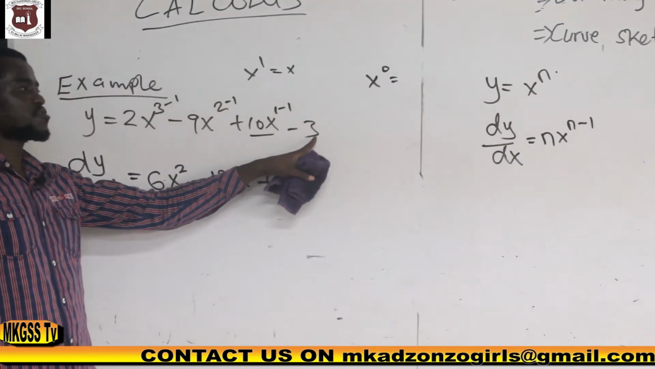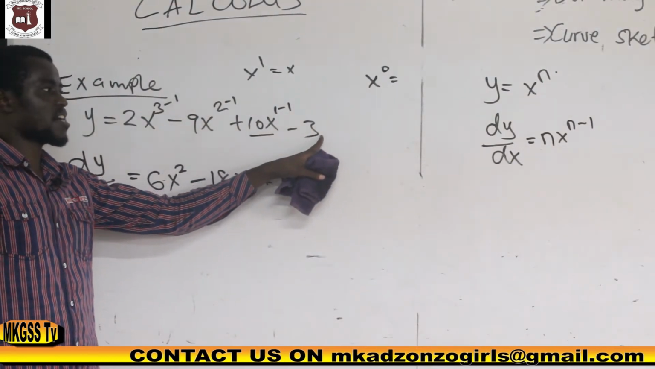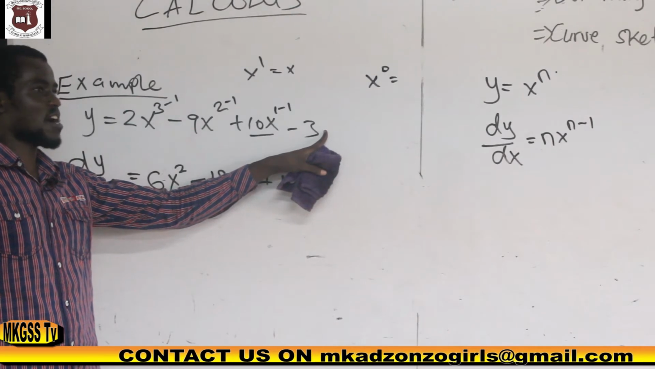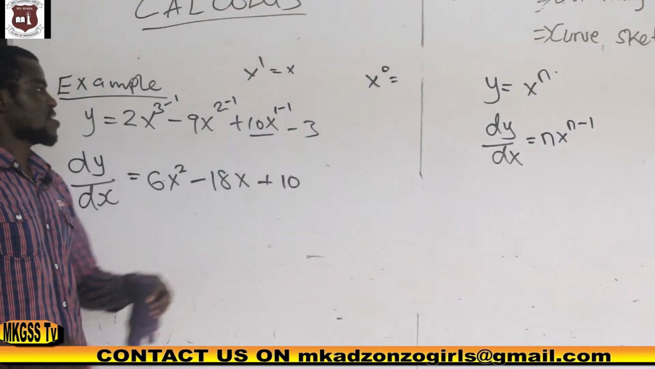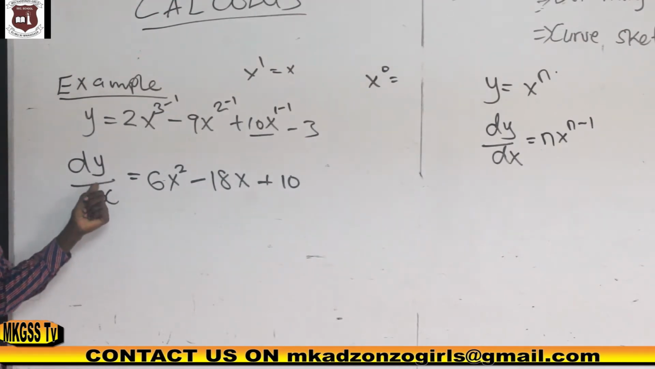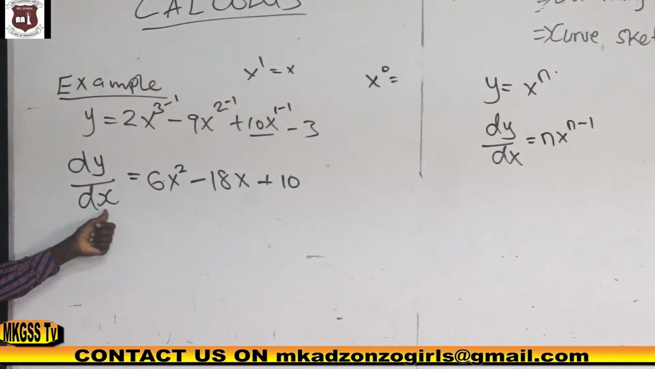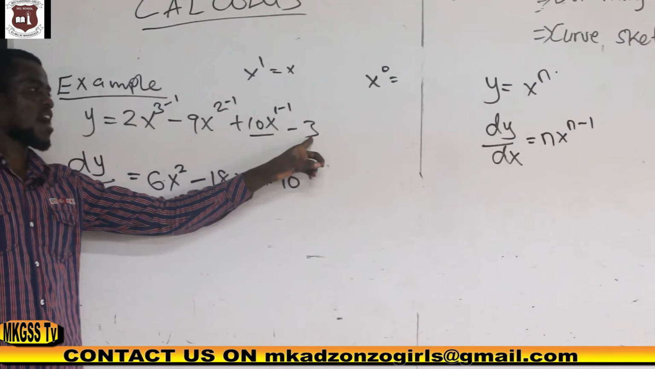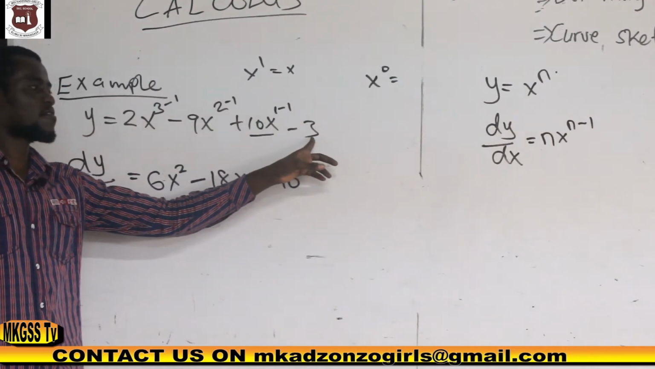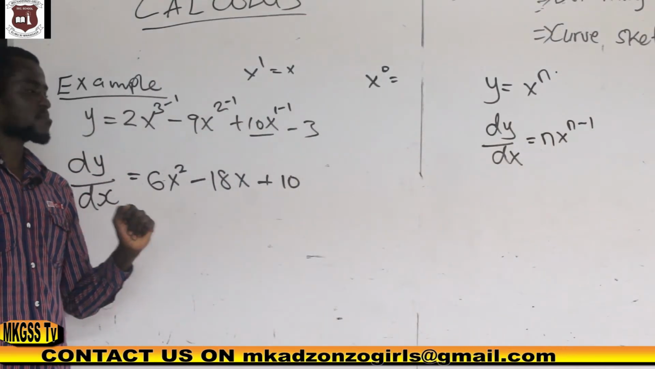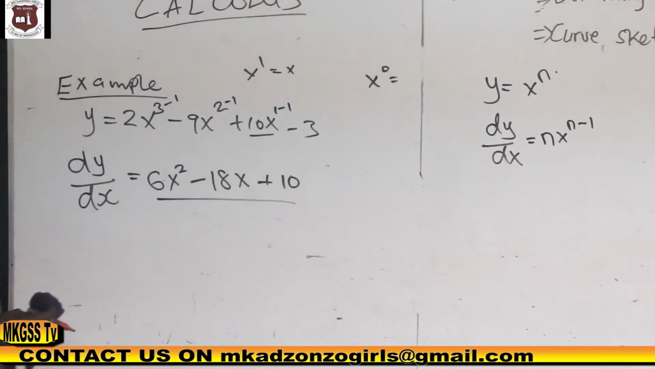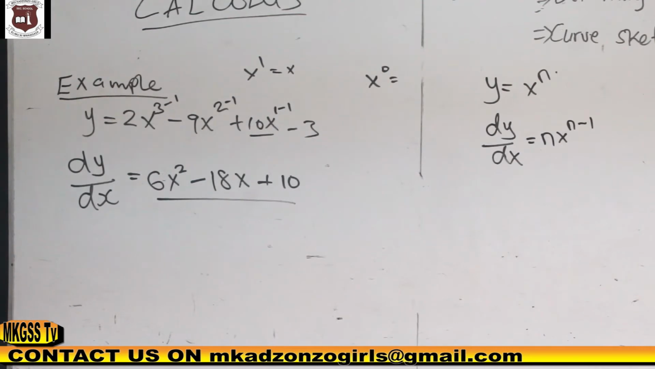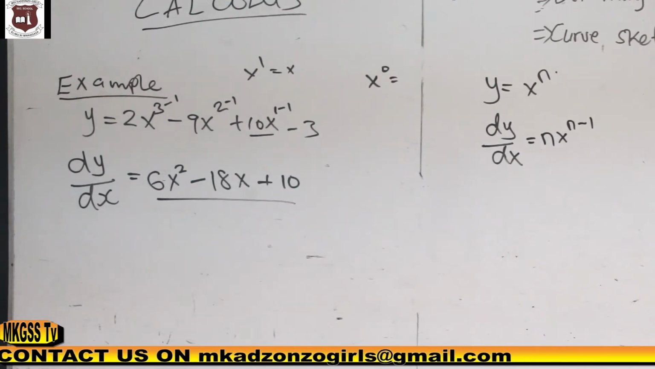I will now proceed to negative 3. Negative 3 is simply a constant. It does not have x next to it. Remember, it is a differentiation with respect to x. Since 3 is lacking x, I will ignore it. Then this will be the end result of my differentiation.